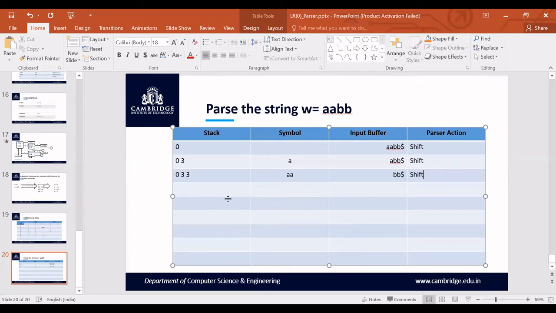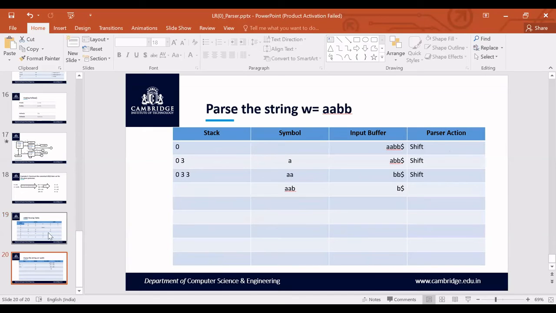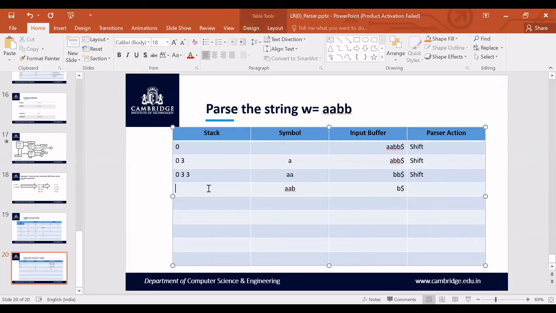What are you trying to shift? I am trying to shift. A is already there. I am shifting B. And in the input buffer, I have only one symbol B with the end of the input string. And what was the value? Yes, 4. Right? 3 on B is shift 4. So state 4 I am pushing onto the stack top.